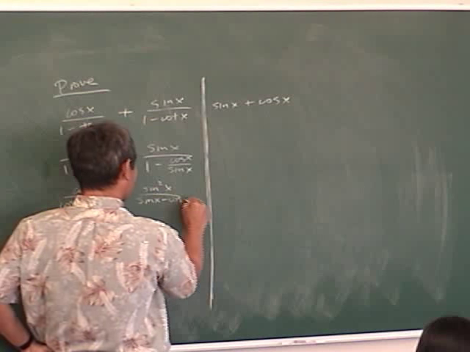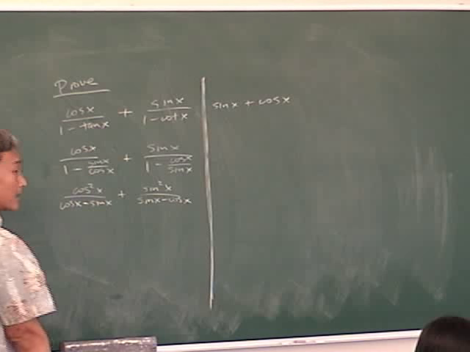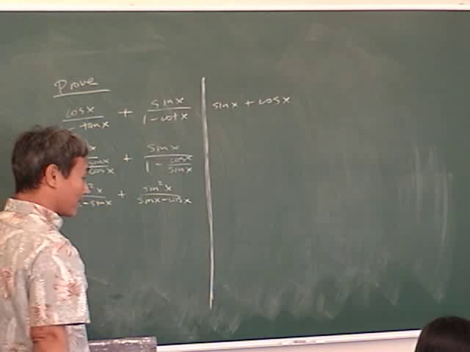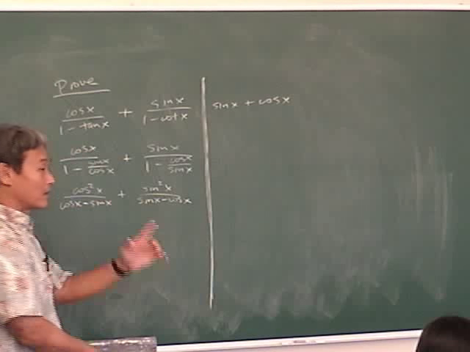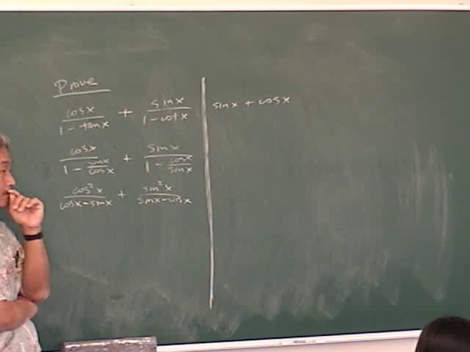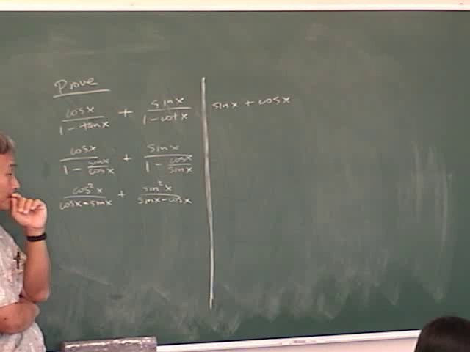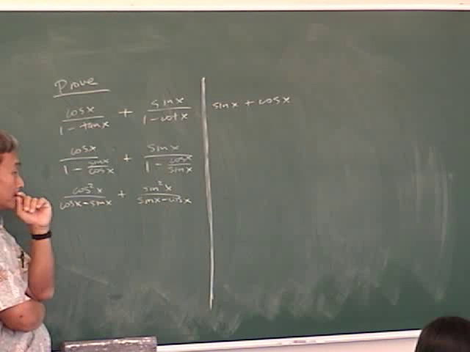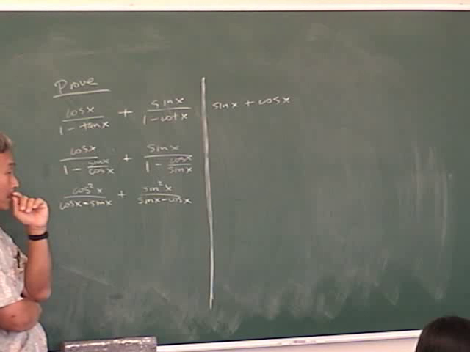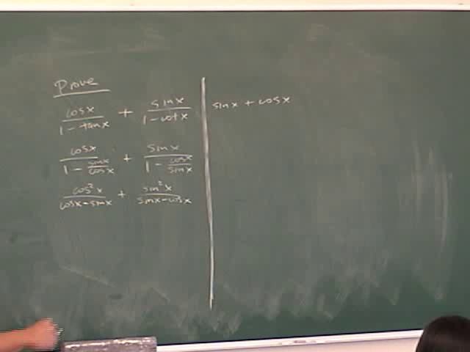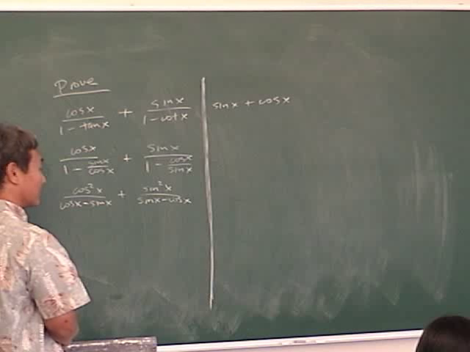minus cosine x. So what's the least common denominator now? When you add fractions together, you make the least common denominator. What's the least common denominator? Zang, what's the least common denominator? This times this. No! Yoshina, substitution. What is the least common denominator?